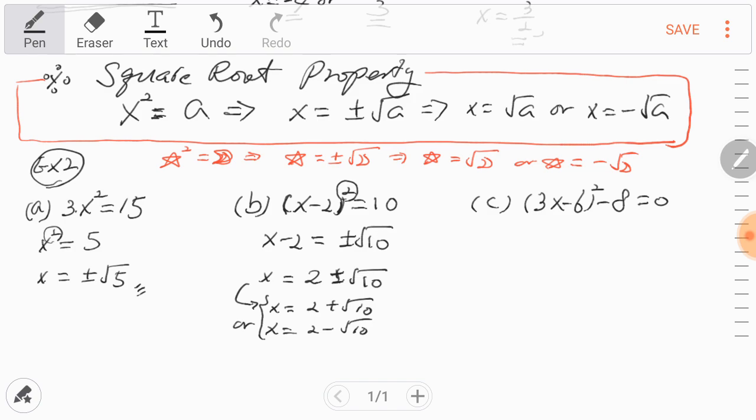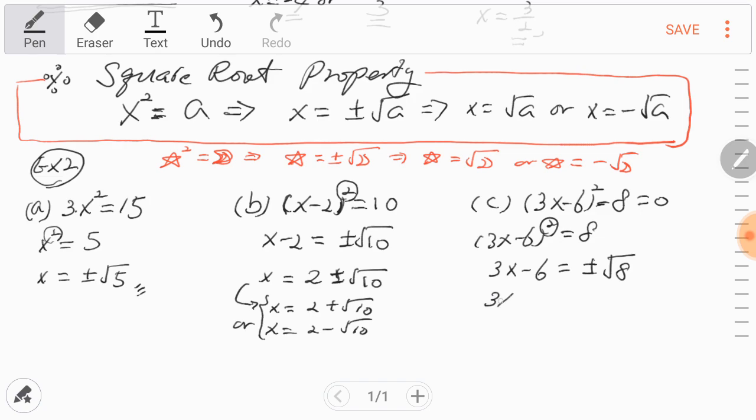Letter C is the same. First, leave the square term alone, so we have to move negative 8 to the right. Then 3x minus 6 squared is equal to 8. Let me write this one again. 3x minus 6 squared is equal to 8. And then get rid of this exponent. Then we have the base left alone on the left side of the equation, equal to what? Plus or minus square root of 8.